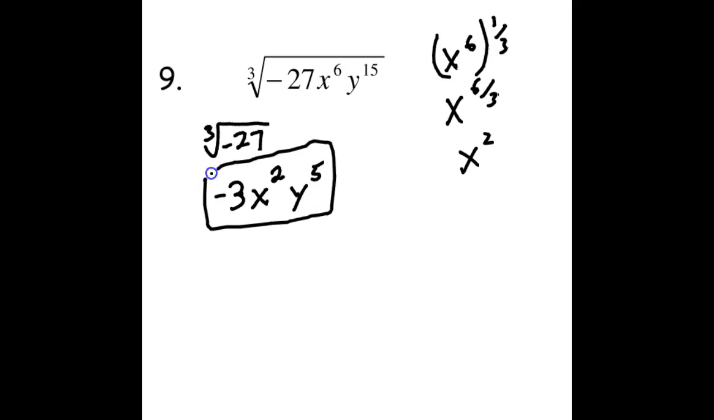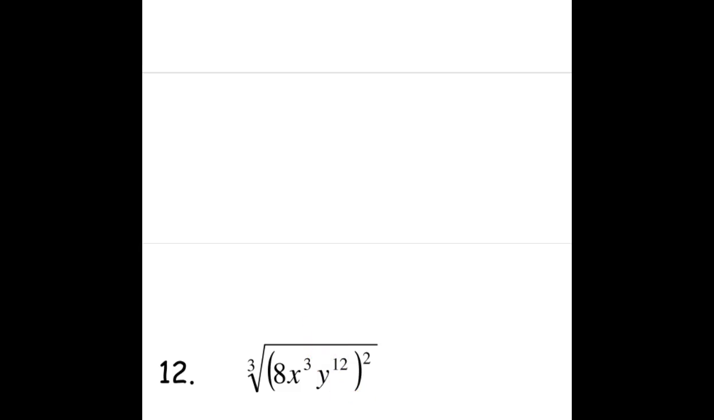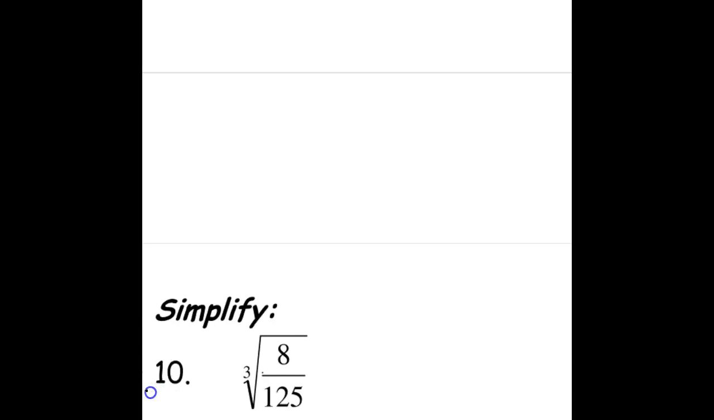Okay. Don't forget to also do the numbers, right? We still had to find the cube root of -27 here. All right, let's go on to page 2.